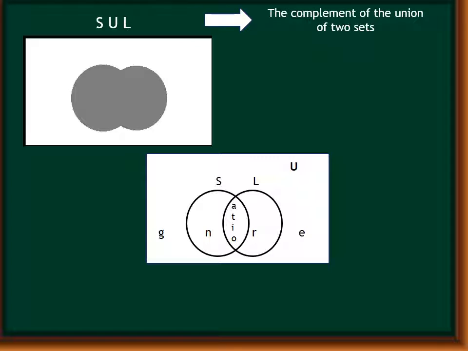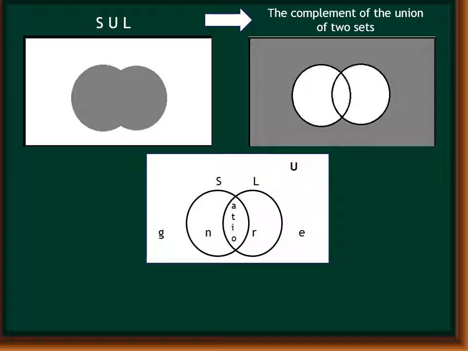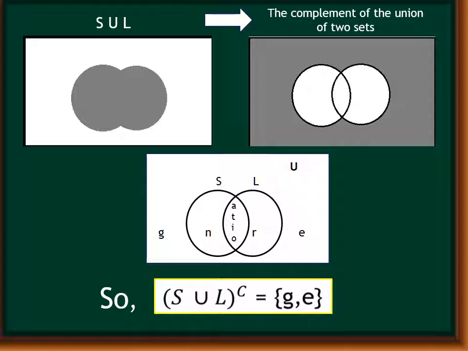Now, since we are going to identify its complement, what do you think are the elements in the universal set that are not part in the union of S and L? So we have this shaded area. So based on the original Venn diagram, the complement of the union of our two subsets, S and L, is the set of G and E. So again, G and E are elements of our universal set but are not part of the union of our two subsets.